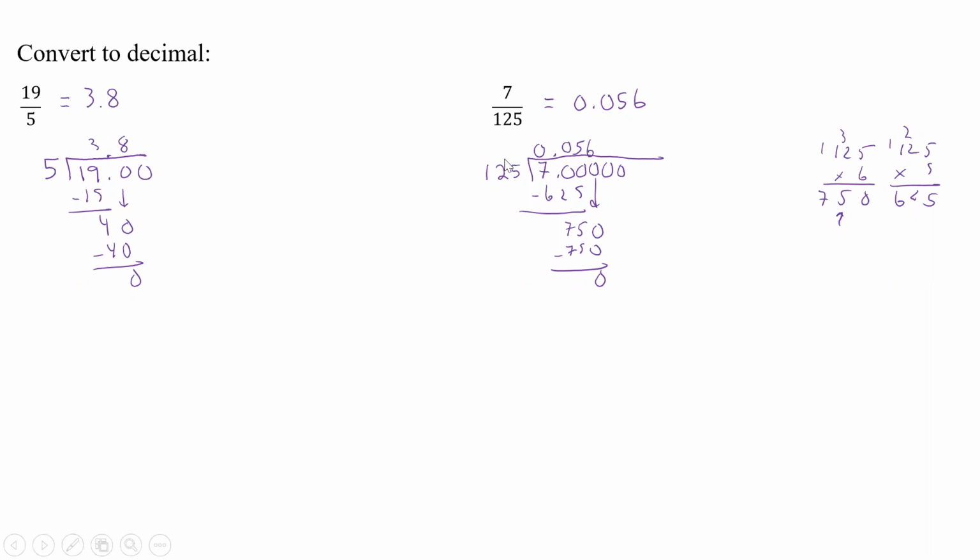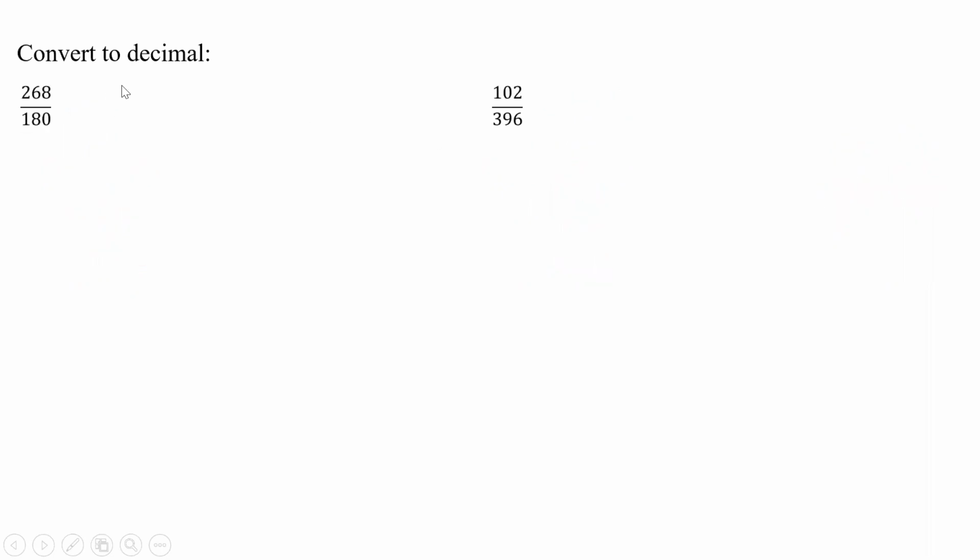Let's go ahead and see what's on the next page. And now we're going to convert to decimal. Now, notice these, we could just divide it out. 180 goes into 268. But I think if we look at this, well, 2 will go into here. Well, 2 will go in there, 1, 3, 4. 2 will go into here, 9, 0. Okay, so that's going to give us 90.